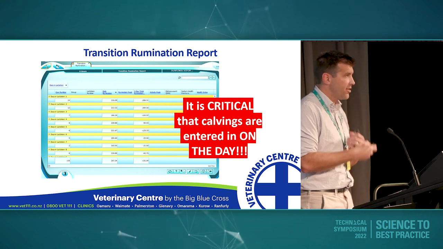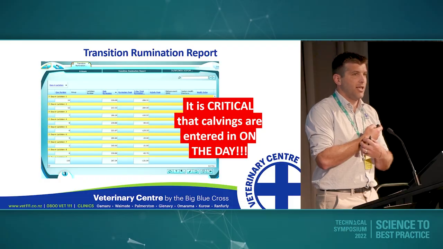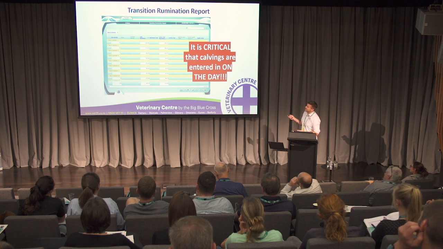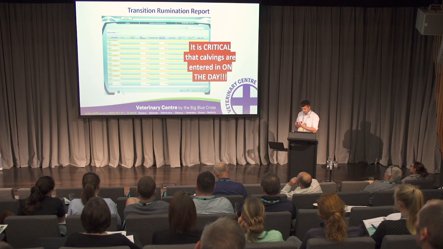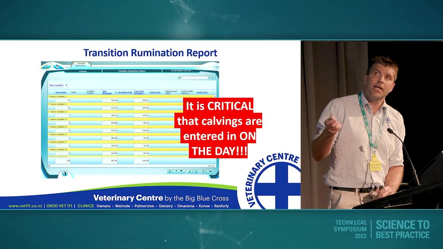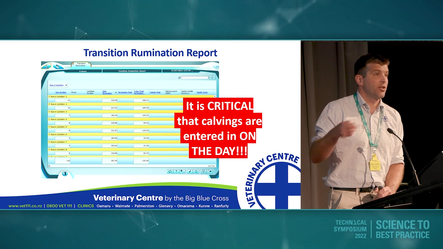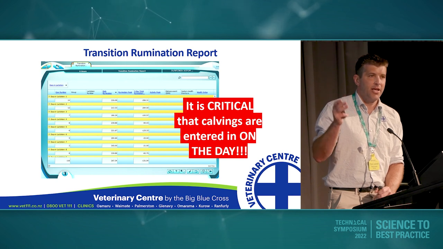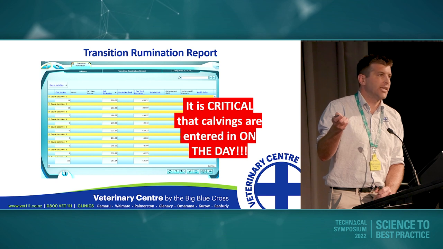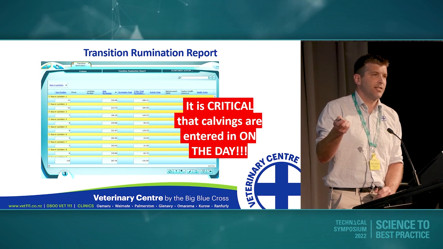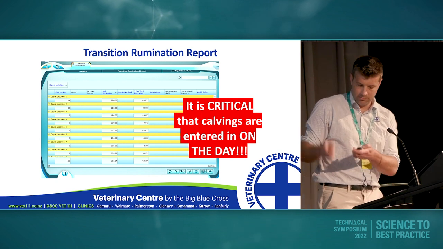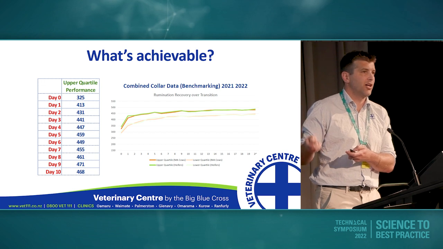So how do you monitor it? This is my favorite report ever on the whole system, and Steph at the back built it, so thank you very much, Steph. This is a transition rumination report, available in the elite packages. Basically what this does is it cuts down every cow in the herd on a single day point. Today for our herds, we might have up to 50 cows calving a day sometimes, so we get some pretty big numbers in here, but it'll have, say, 14 cows that calved 1 day ago, 12 cows that calved 2 days ago, and so on down here. And we can see what their daily rumination rate is as they go down. So you're basically recreating this curve in real time.